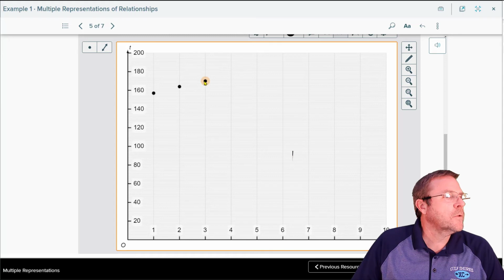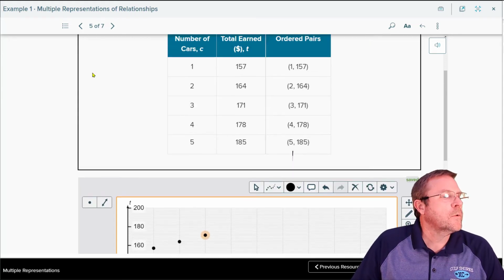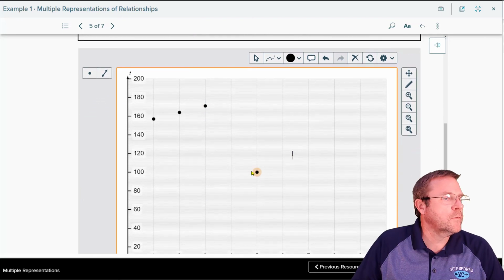And then, I think I missed one there. Let's try that again. There we go. And then where x is 4, y is 178. So I'm at 178.